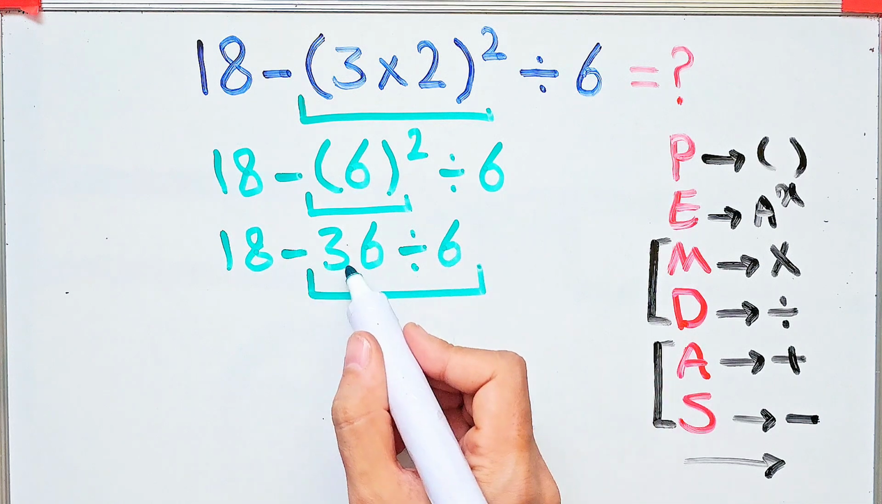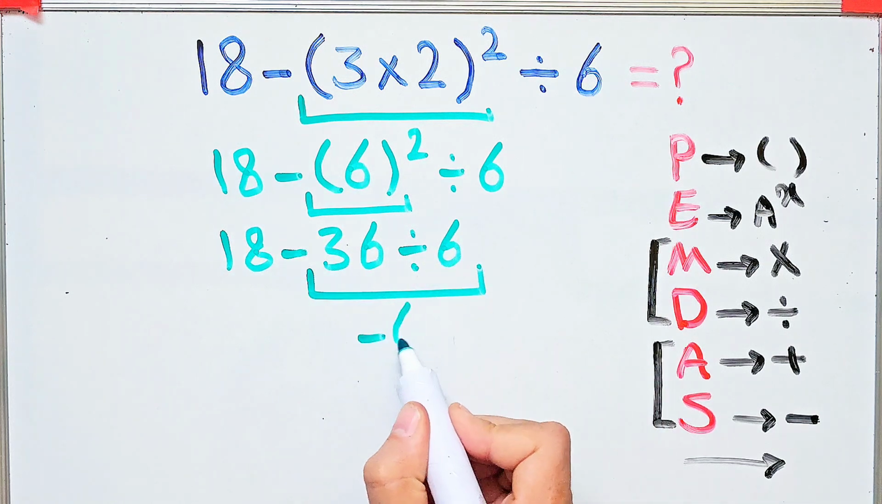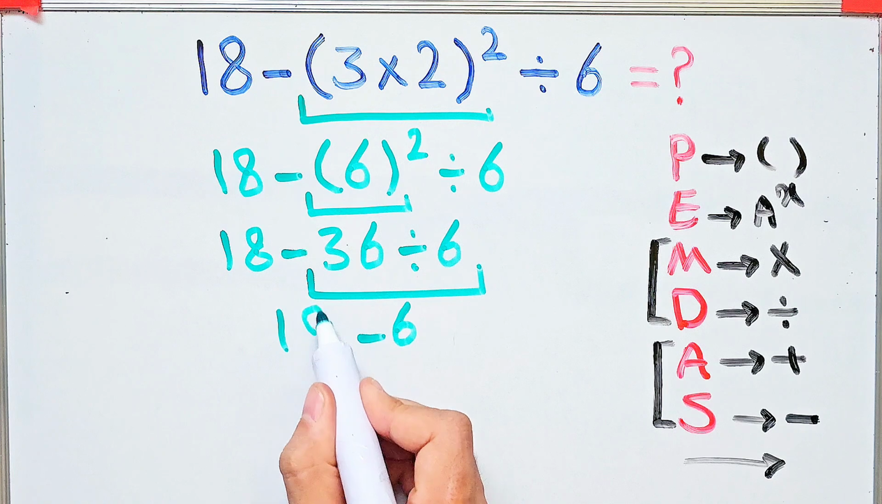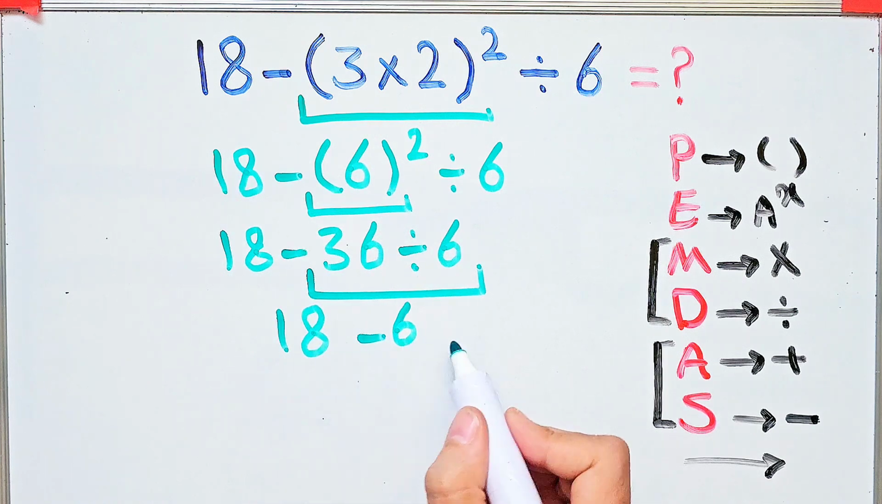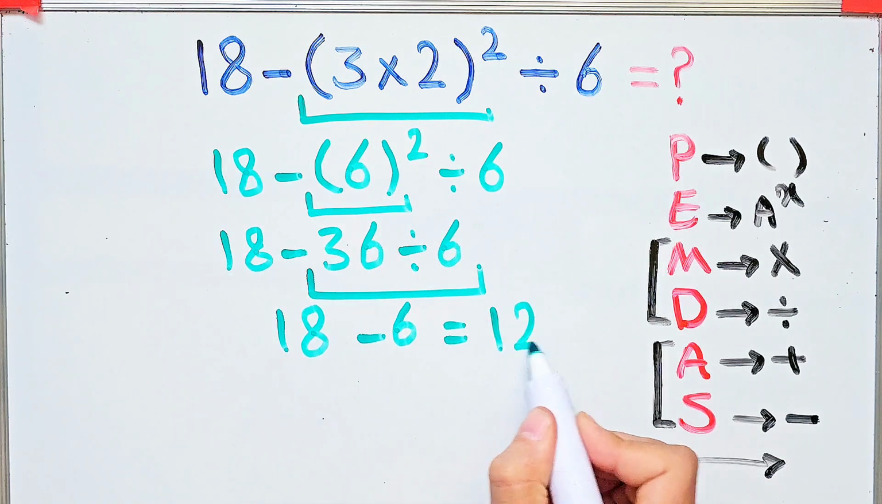Negative 36 divided by 6 equals negative 6, and 18 minus 6 equals 12. The final answer of this question equals 12.